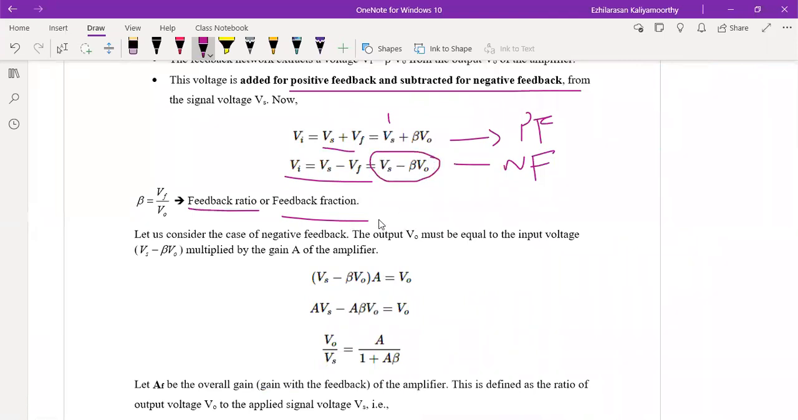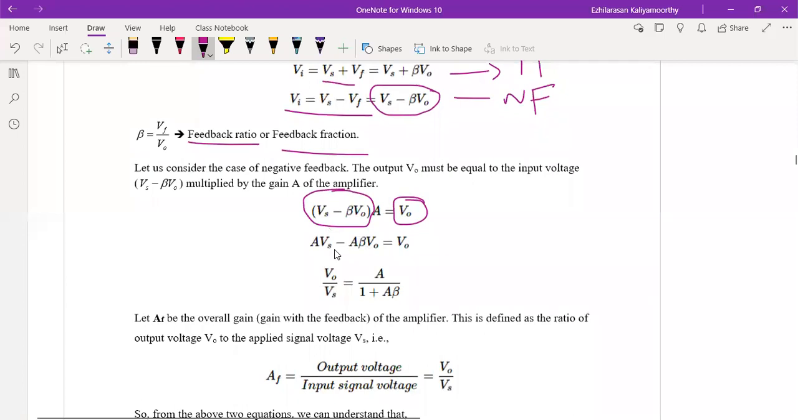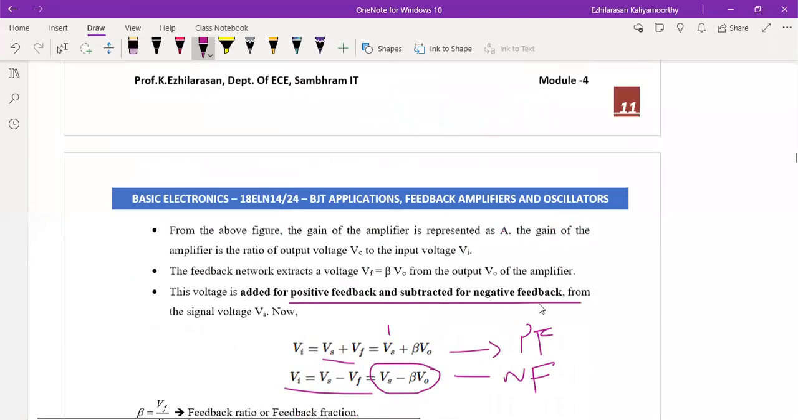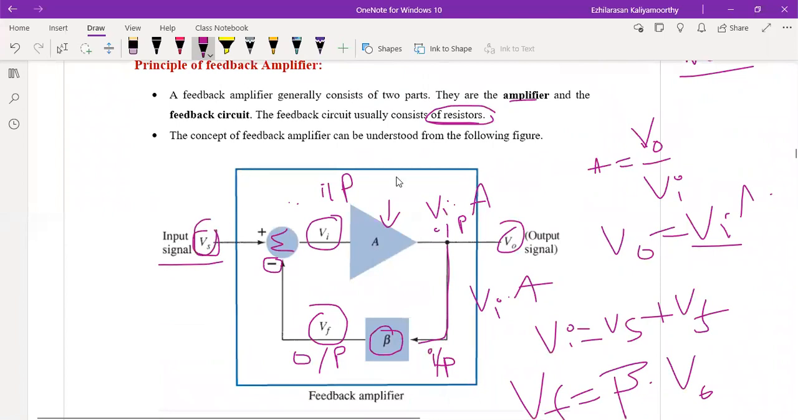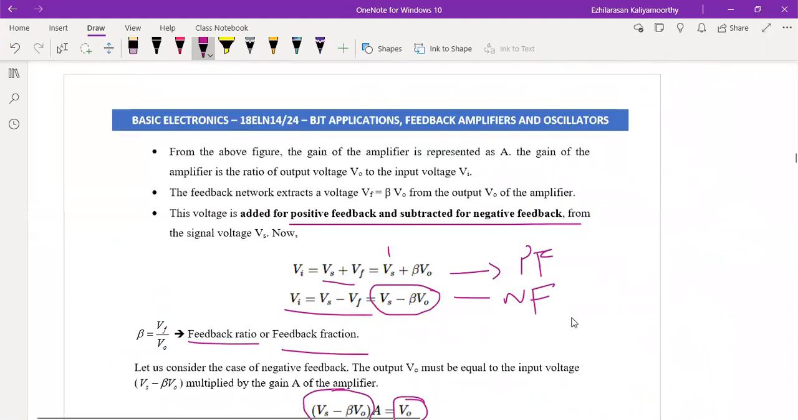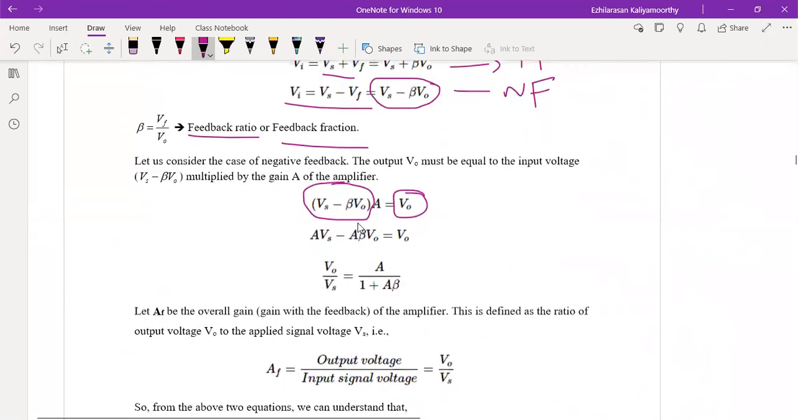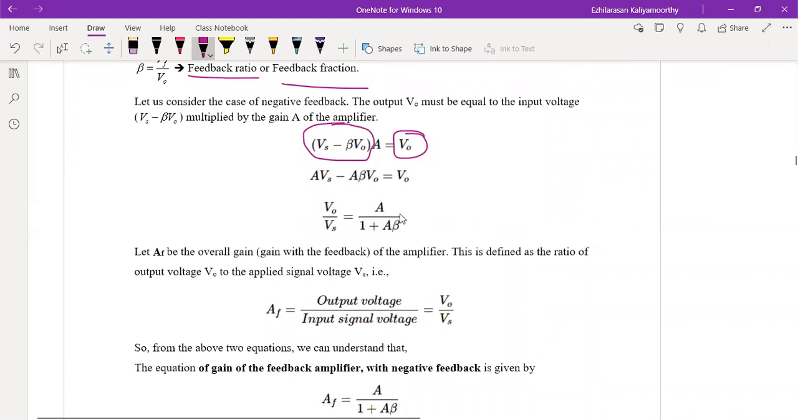Now this will be substituted here. See, this whole thing is nothing but Vi. So Vs minus beta into V naught, into A, is equal to V naught. Next, multiply this A: A Vs minus A beta V naught is equal to V naught. Arrange this term V naught by Vs, because output is V naught and input is Vs. This whole circuit works on output by input voltage. So V naught by Vs is equal to A by 1 plus A beta.